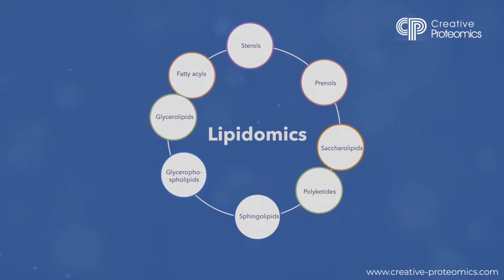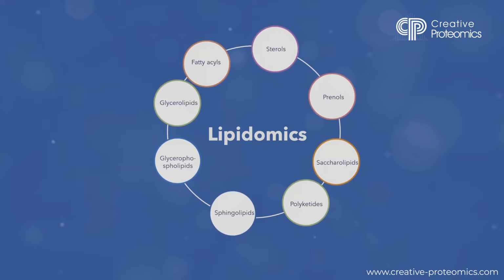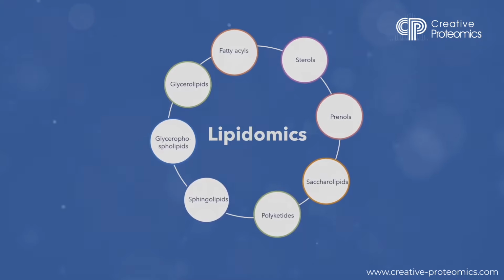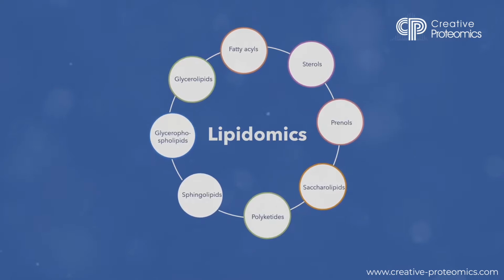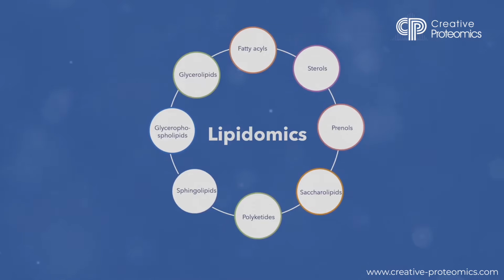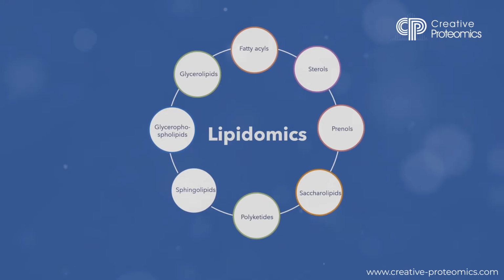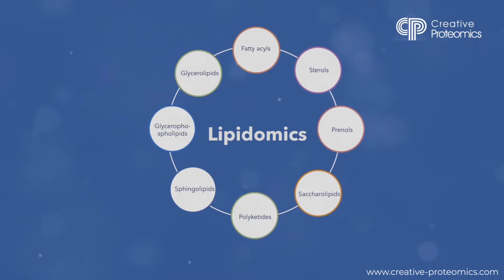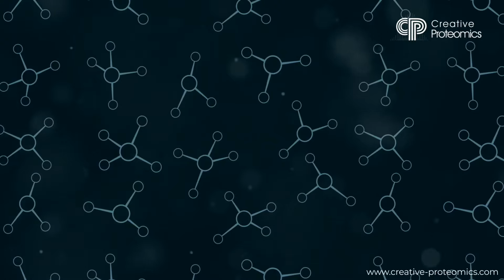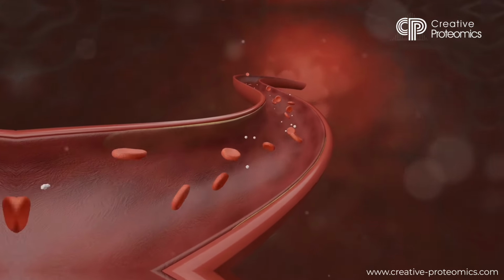Prenols are derived from isoprene units and play various roles in protein modification, electron transport, and hormone synthesis. Saccharolipids combine lipid and carbohydrate components. They are found in certain bacteria and influence cell-cell interactions and membrane stability. Polyketides are complex lipids synthesized by organisms. They exhibit diverse structures and have various biological activities, including antibiotic and anti-cancer properties.